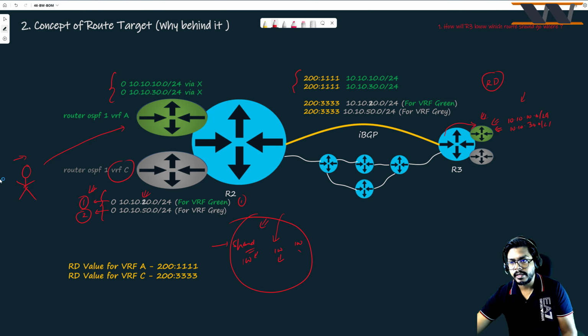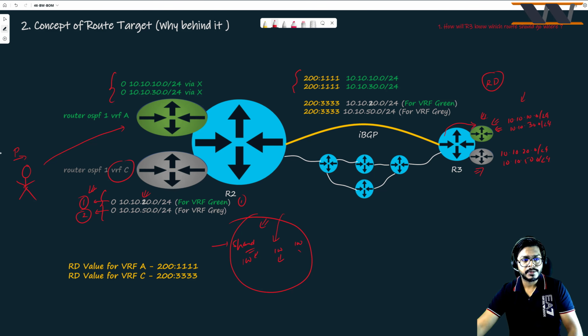10.10.30.0 should also be here, right? But if I do it only on the basis of RD, what will go into the routing table of the gray VRF? It will have both the routes, 10.10.20.0/24 and 10.10.50.0/24. Is that what you needed?